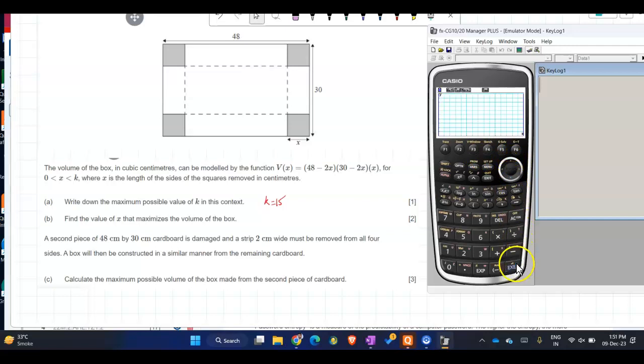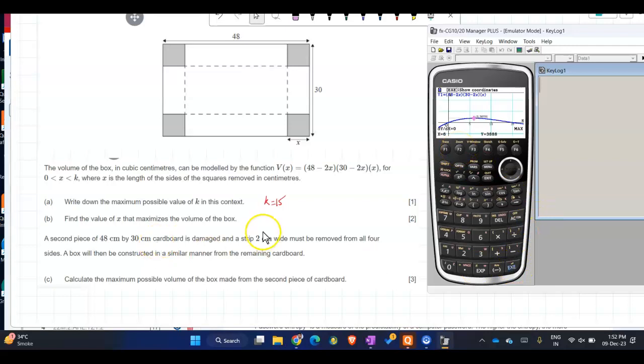If you still can't see it, before that, you can go to view window and make it standard. So you see a straight line going up. Then do zoom auto. You adjust the window. So this is your 0 to 15. Do zoom auto and move the window. Now you find the value of x which maximizes the volume. G-solve, max.